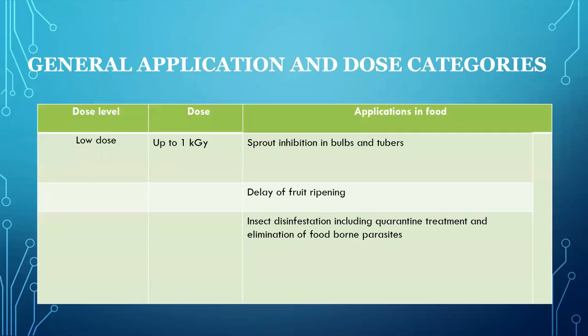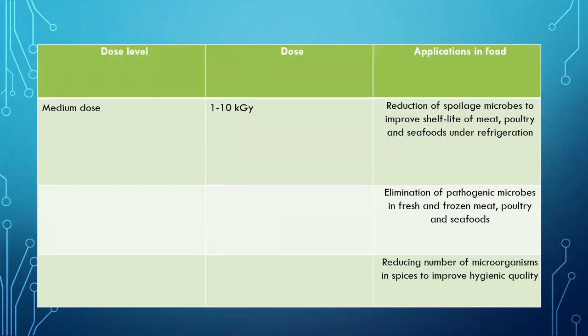So the amount of dosage: low category means up to 1 kGy. Low dosage is up to 1 kGy. This is used for sprout inhibition, delay of fruit ripening, insect disinfestation during quarantine treatment, and elimination of foodborne parasites. Medium dosage is 1 to 10 kGy: reduction of spoilage microbes to improve shelf life of meat, poultry, seafood under refrigeration; elimination of pathogenic microbes in fresh and frozen meat, poultry, and seafood; and reducing the number of microorganisms in spices to improve hygiene quality.